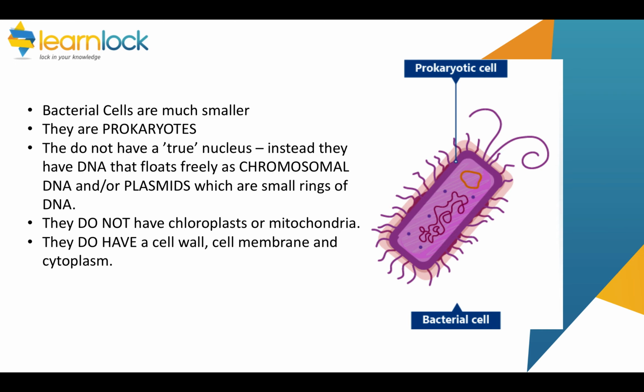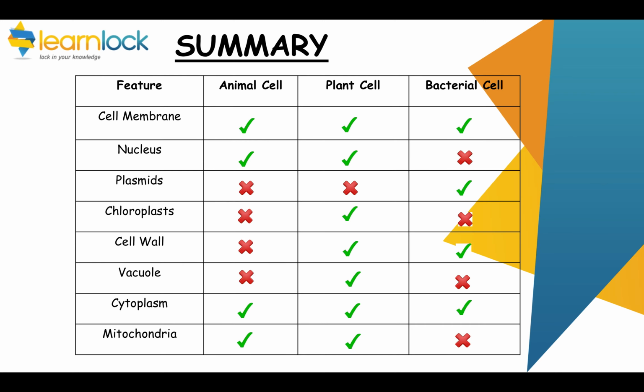Going back to prokaryotes like bacteria, they don't have a nucleus. Instead, they have DNA in two parts. They either have it in a plasmid, in a circular loop, and they can have it as chromosomal DNA, just free, inside the cytoplasm. So they can have both, or they might not have the plasmids. They don't have chloroplasts, they don't have mitochondria, but they do have a cell wall, they have a cell membrane, and they have cytoplasm. This chart here summarises the difference between an animal and plant cell, which are eukaryotes, and bacterial cells, which are prokaryotes.